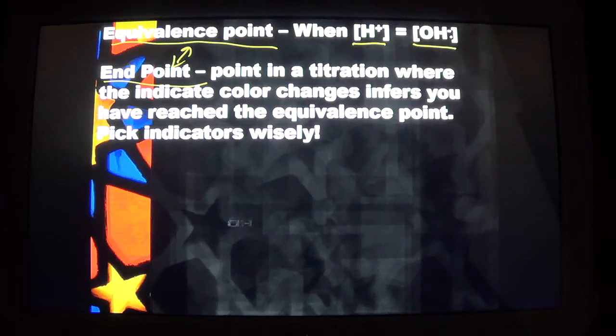The end point is when the indicator changes color. Notice I did not say anything about any concentrations of anything being equal to anything. I've just simply said if you know the endpoint, that's when the indicator changes color. That's all you know. Your hope is that you pick the right indicator so that your endpoint and your equivalence point match up, but they don't have to.